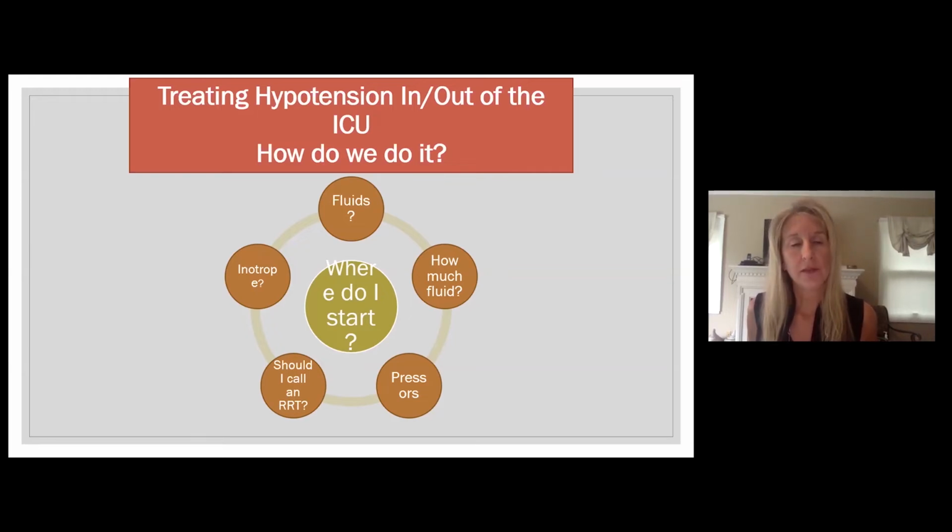And we know that low blood pressure or hypotension certainly leads to a lot of complications such as acute kidney injury. And if you're out on the floor and you're thinking about calling a rapid response, at what point do you call that rapid response? And do we ever think of adding an inotrope to these patients? Those are just some things that I wanted you to think about.